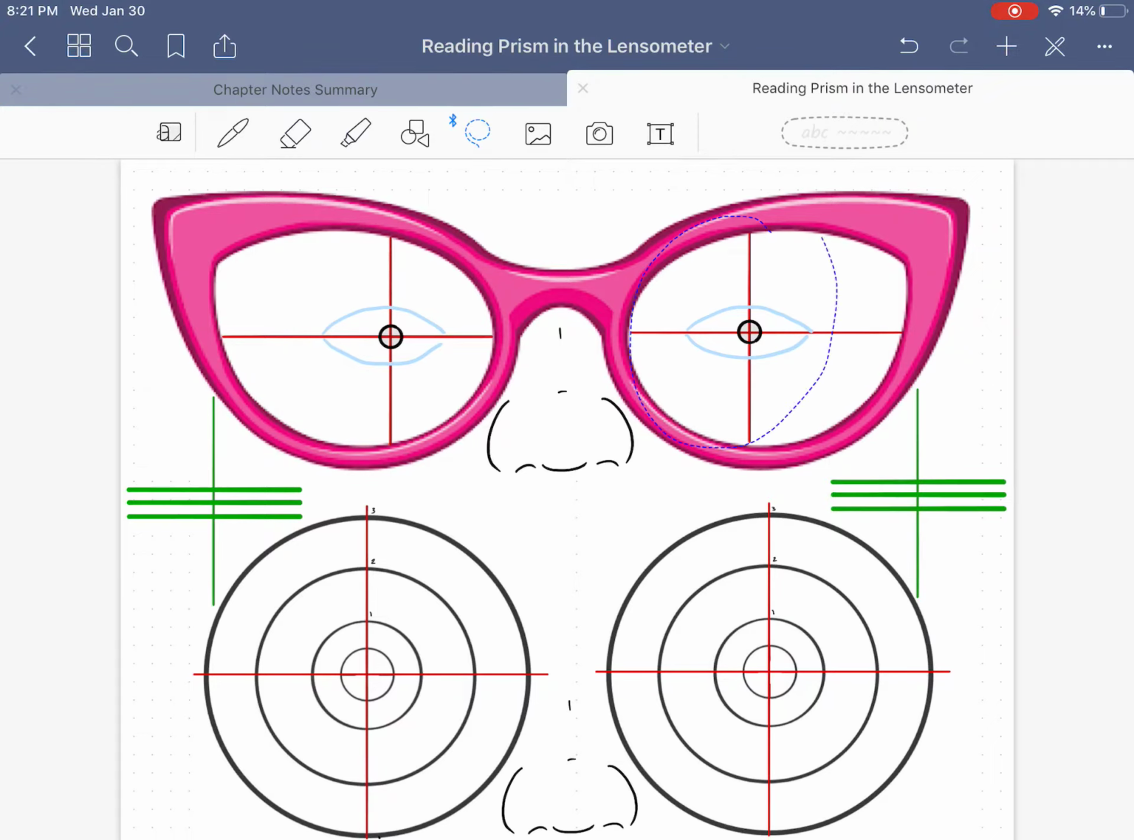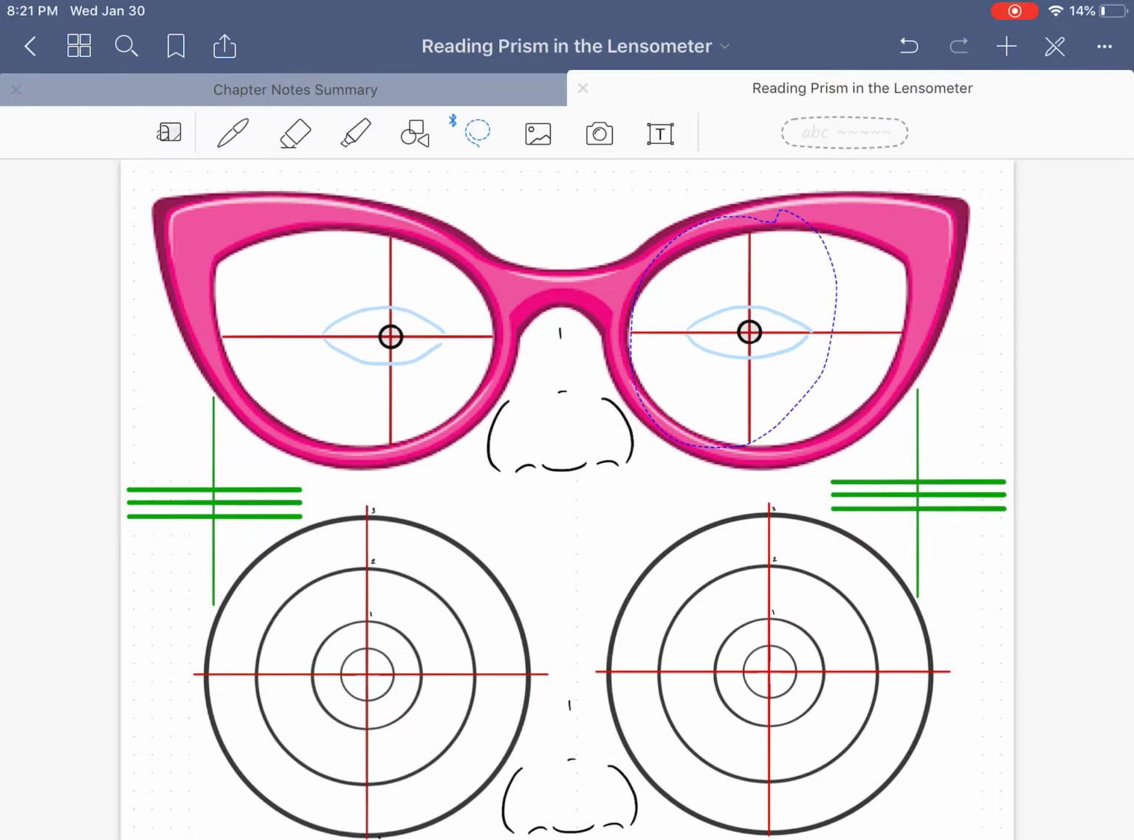And when you look at the left lens, the nose is to the left of the patient's eye. It may be helpful because right's on the right and the left is on the left. So that makes it right on the right, left on the left. Kind of like a little saying.